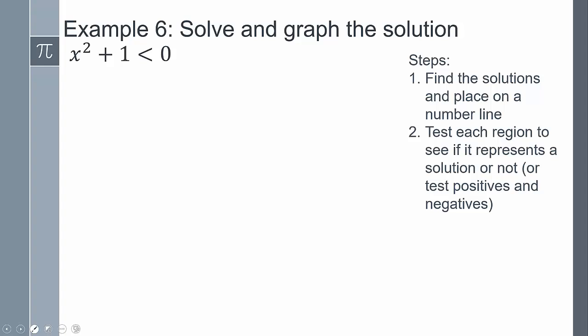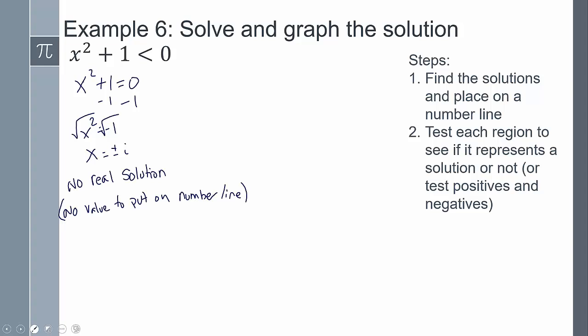Looking at one more here. It's already being compared to 0, which is good. Finding the solutions, it looks like I can use the square roots method. Subtract 1 on both sides, square root. Oh no, I get imaginary values. What does that mean? It just means there's no value I can place on a number line, because there aren't any real solutions, which means there are no boundary points. It's just a number line with no open or closed circles, so technically there's just one value I need to try.